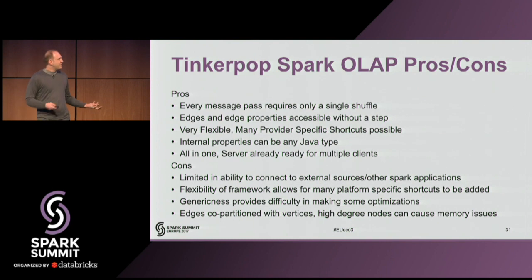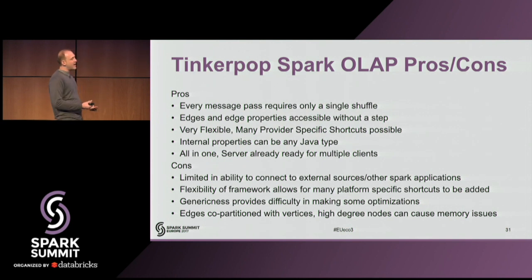So there are some pros and cons to this method. Something you might have noticed is that I was talking a lot about how all of the edges that are incident on a vertex are partitioned with it. This ends up being a big con if you have an extremely high-degree vertex, that is, a vertex that has lots and lots of edges. For example, you might have a vertex labeled China, and you have all of your users who live in China connected to that vertex. You might have one that no longer can fit in memory on a single machine. So you can end up with some issues there.